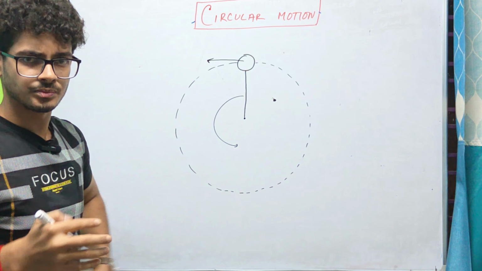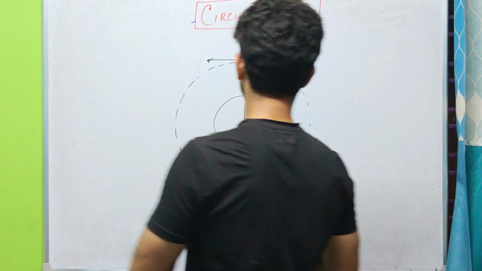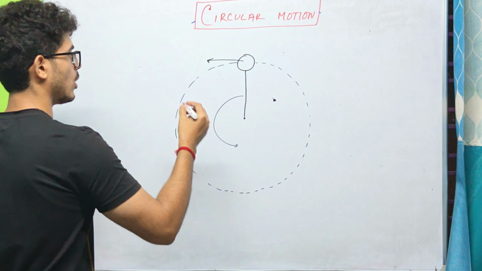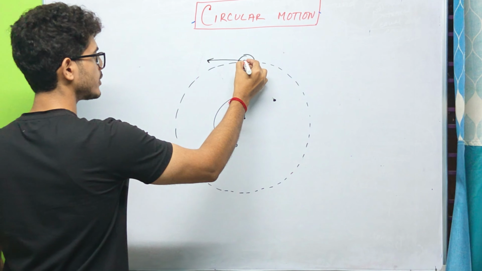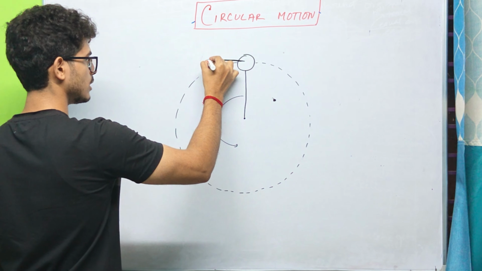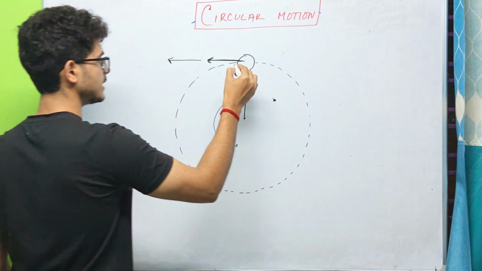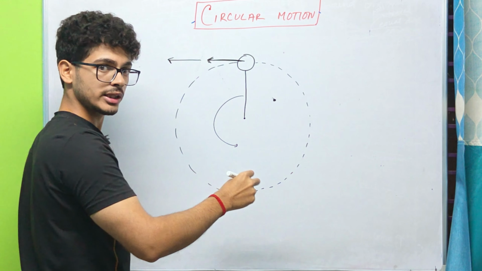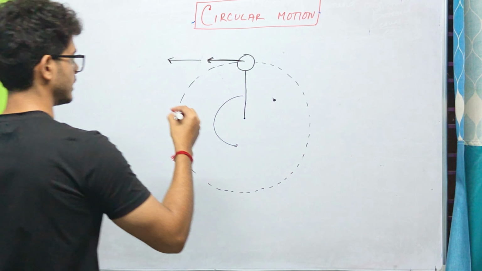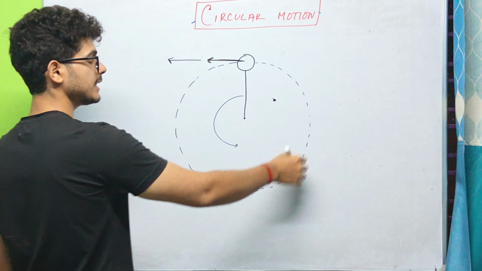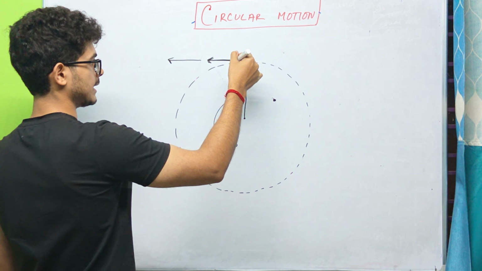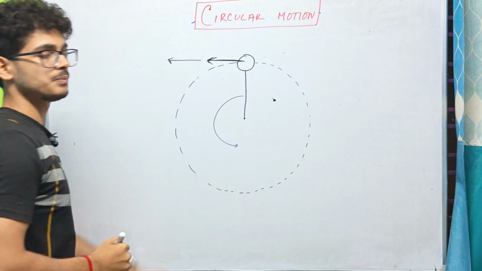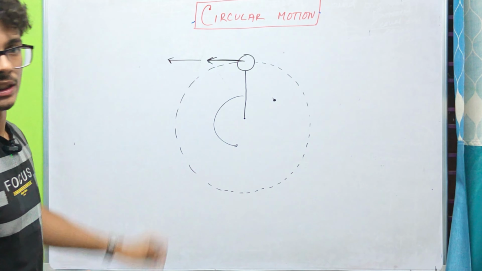Have you ever observed that? You are revolving the ball in this direction and suddenly you let the ball fly away. What you have observed is that the ball flies away in a direction which is tangent to the circle, or tangent to the path it is following. That means every time a body is in circular motion, the velocity vector is acting in a direction which is tangent to the path of the motion.